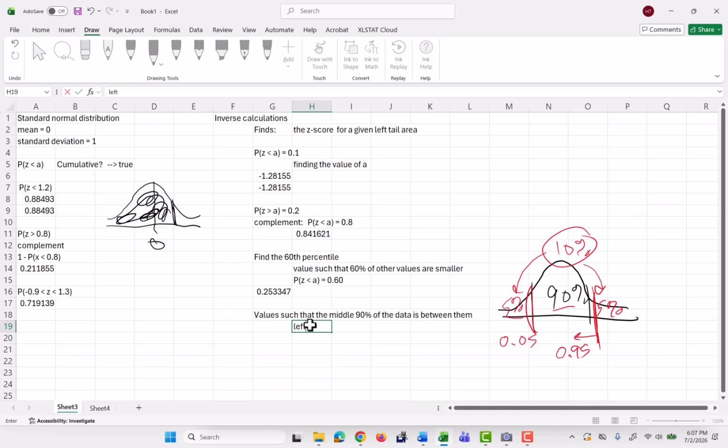So the very left one equals NORM.S.INV of 0.05, and for the right end, it equals NORM.S.INV of 0.95. We get the same values, one positive, one negative. And since it's a standard normal, that makes sense.